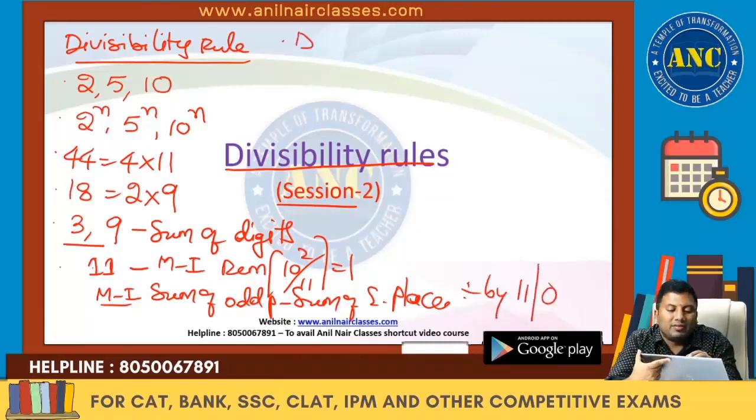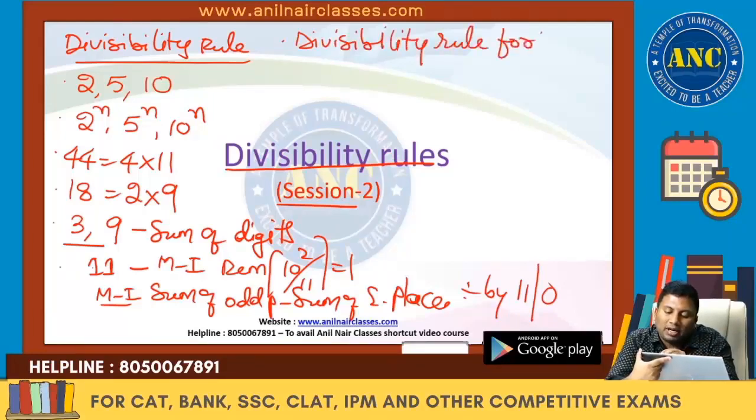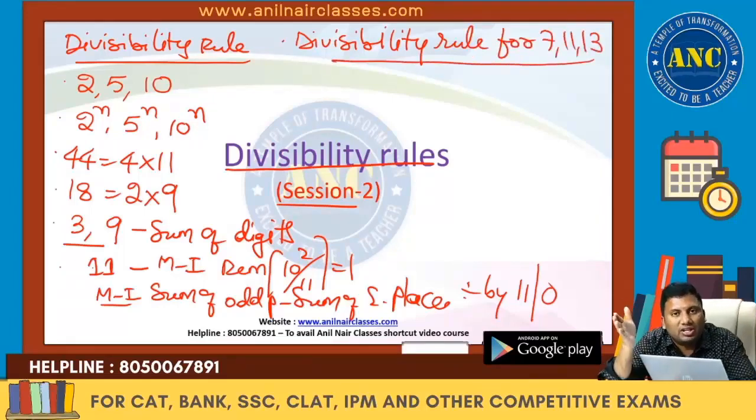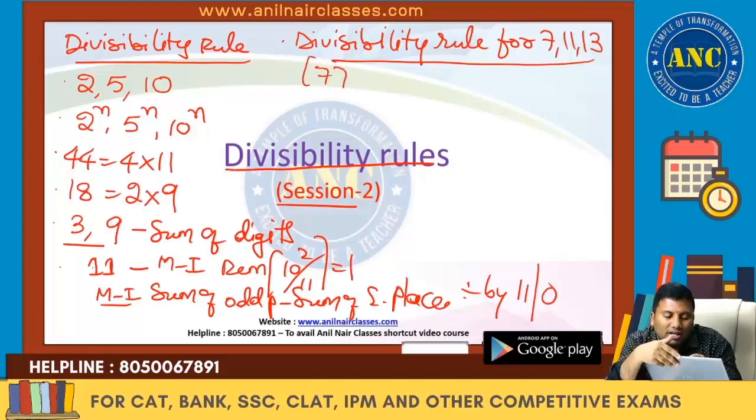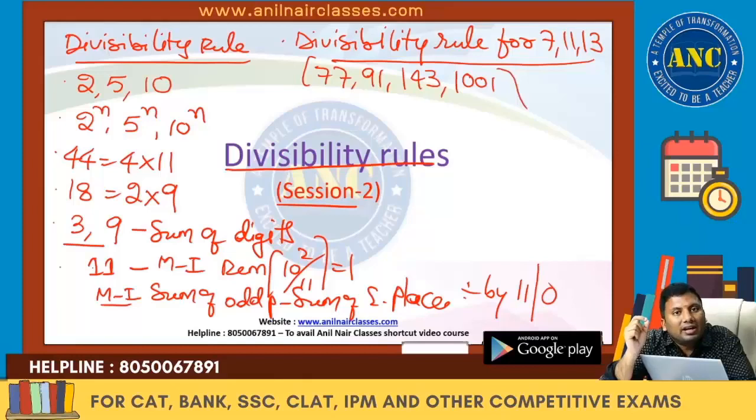Then we discussed the divisibility rule for 7, 11, 13. Some important conclusions which we have drawn: start from the rightmost digit, take a group of 3 digits, and alternately add and subtract. That is the divisibility rule for 7, 11, 13 and the combinations, that is 77, 91, 143 and 1001. Any 3-digit number written an even number of times is always divisible by 7, 11, 13 and combinations.